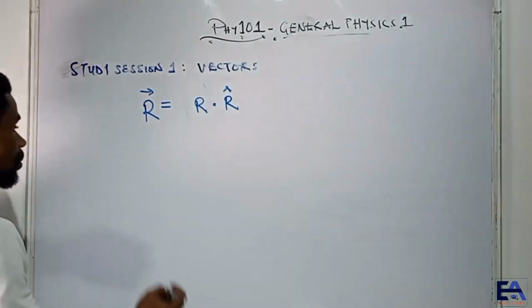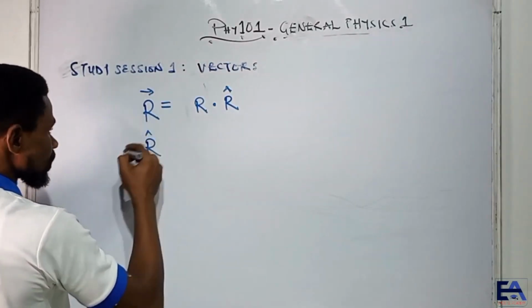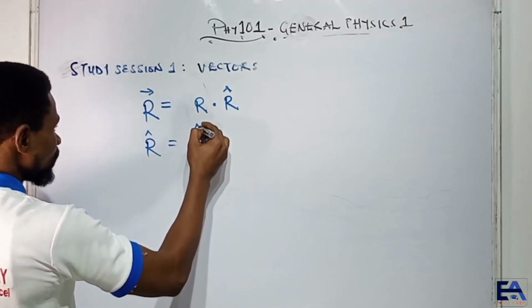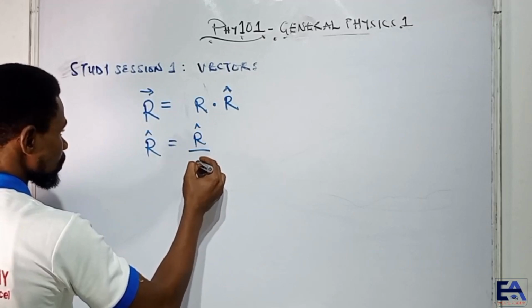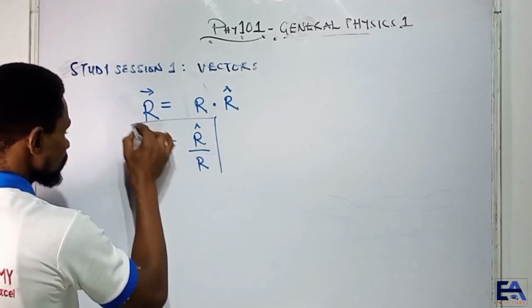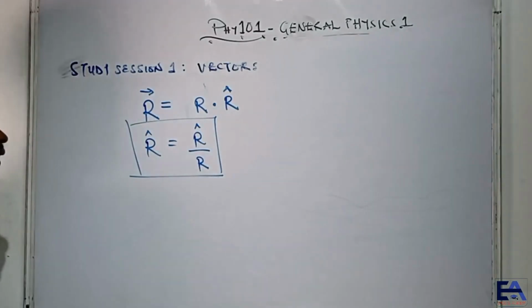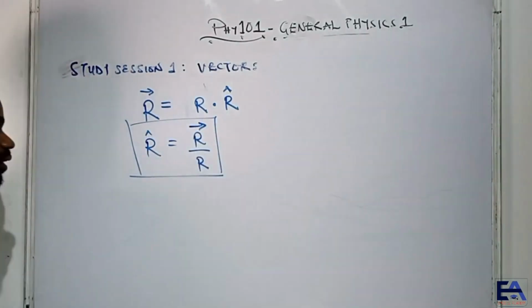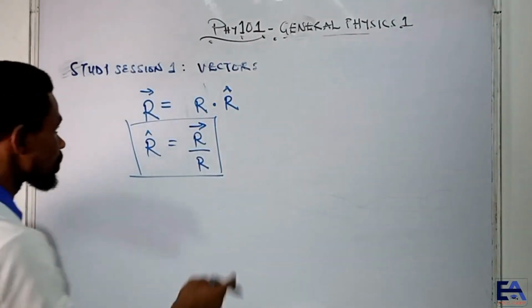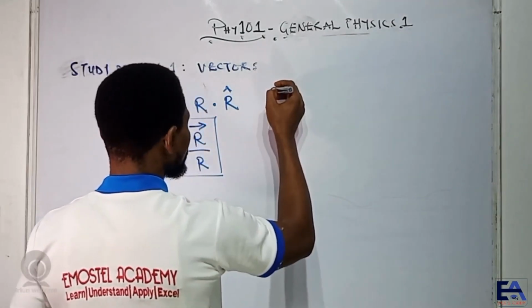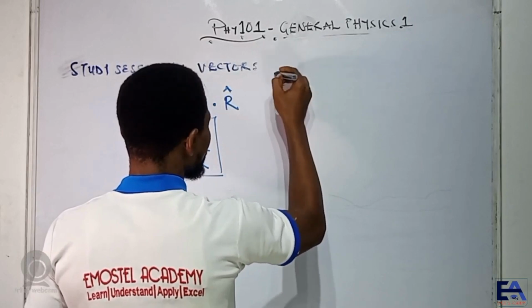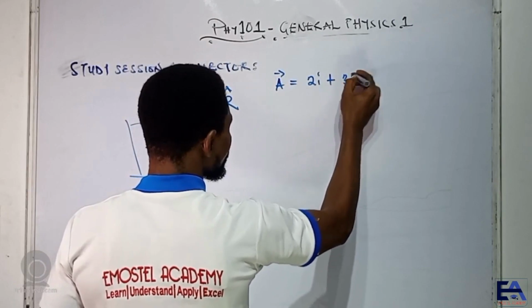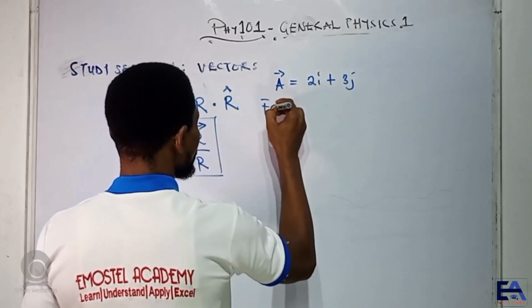So sometimes we'll be required to find the unit vector. If you make it the subject of the formula, you have the actual vector divided by its magnitude. The unit vector is equal to the actual vector divided by its magnitude. Okay, let's play with this for instance. Let's say we are given a vector A equal to 2i plus 3j.